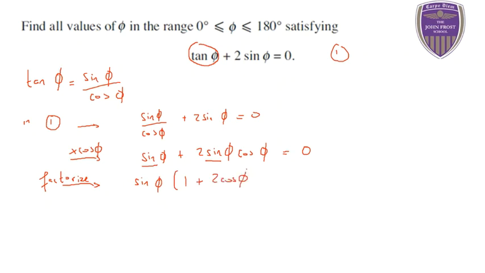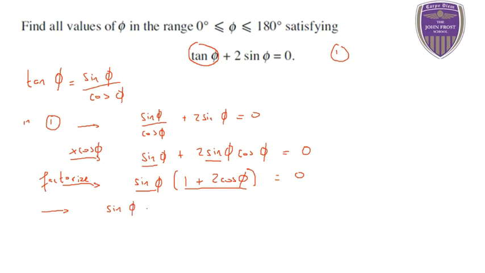That's just basic factorization from GCSE. I've just pulled the sine phi out. If you expand these brackets, you're going to get this left-hand side again. And that equals 0. And that's good news now, because remember, that means either that's 0 or the bracket's 0. So there's two choices.